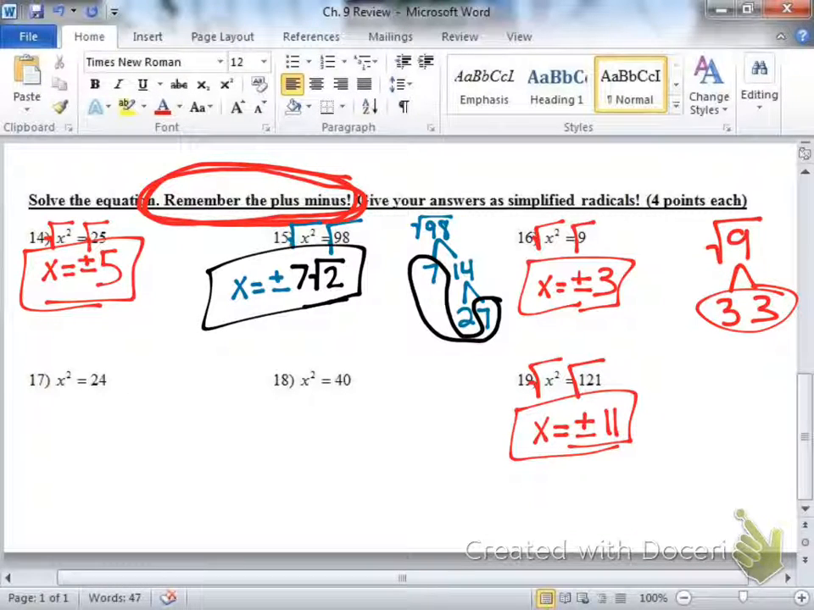All right, number 17. What should I do to both sides? Take the square root of both sides. Good. The squared and the square root undo one another. We have x equals, immediately put plus minus before you forget.